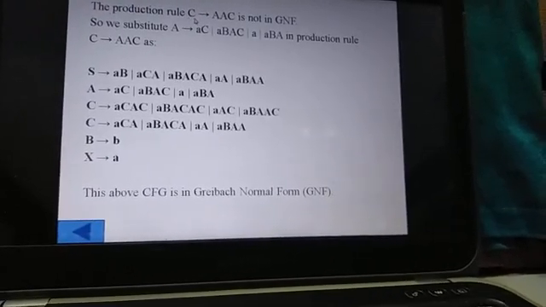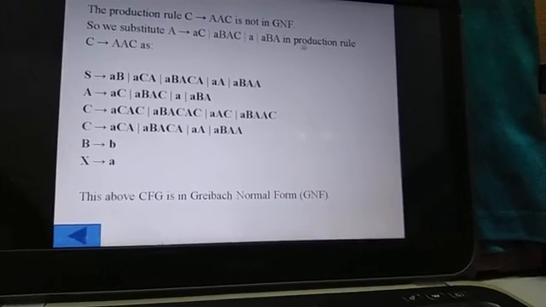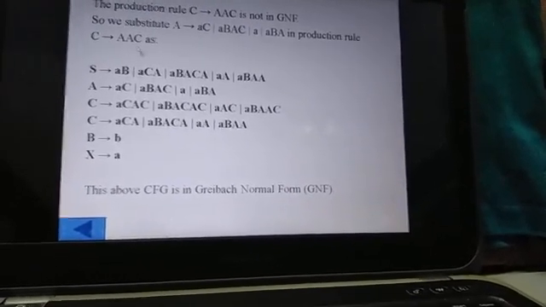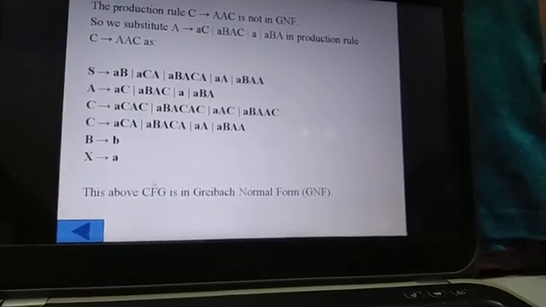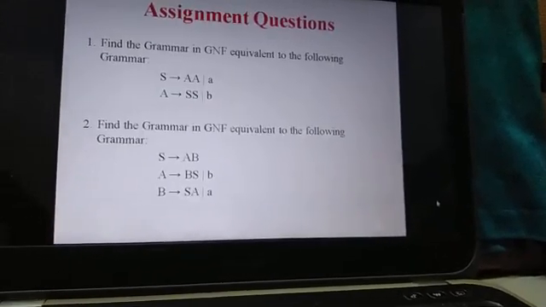Now the production rule C produces AAC is not in GNF. So we substitute the value of A in this production rule. So we get this grammar. So the above context-free grammar is in Greibach normal form.